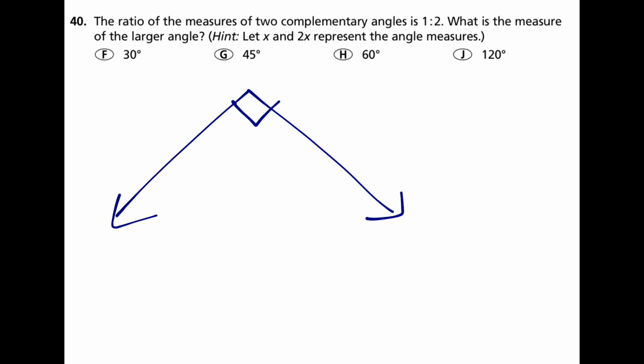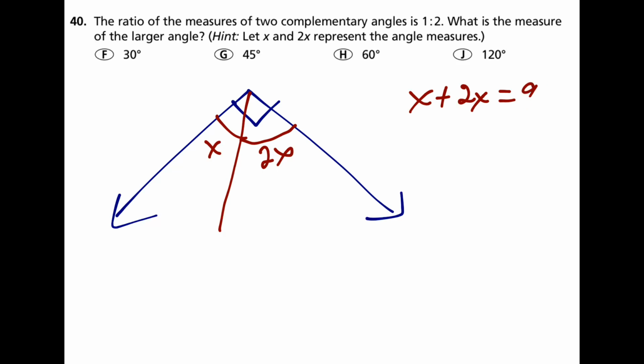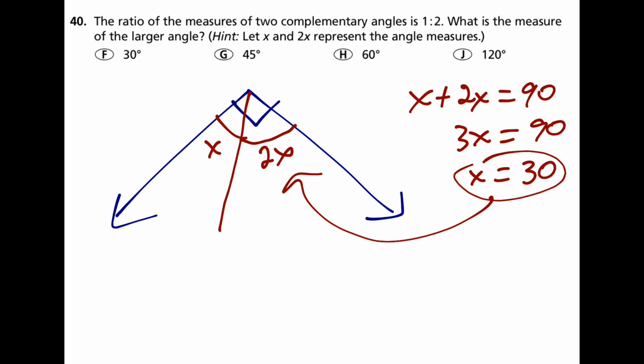For 40, we're looking at two complementary angles, so we know they're going to add up to 90 degrees. And the one, we'll call x, has a ratio of 1 to 2 to the other, so we can call this one 2x. So if we take x plus 2x equals 90, 3x equals 90, x is equal to 30. They want to know the measure of the larger angle, so we plug that in here and get 60 degrees.